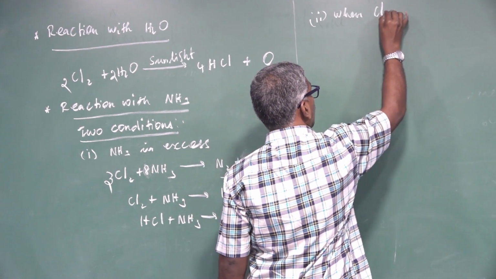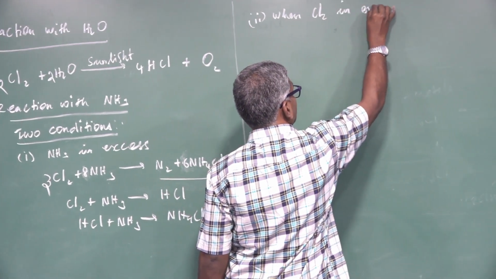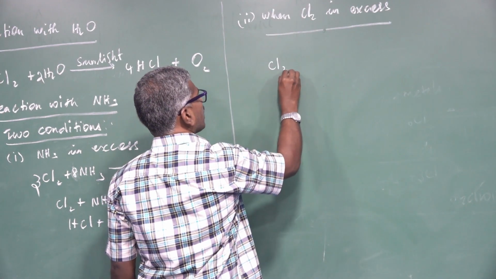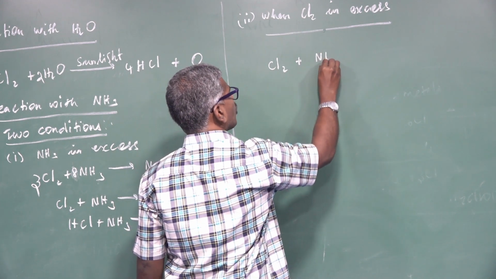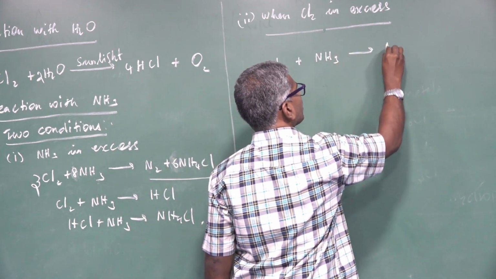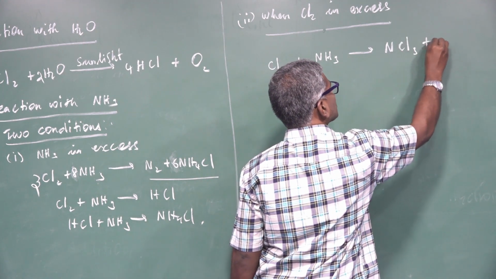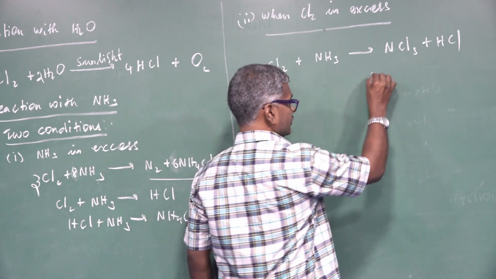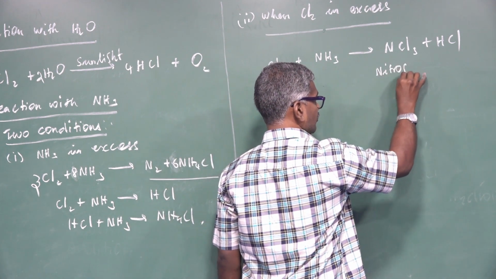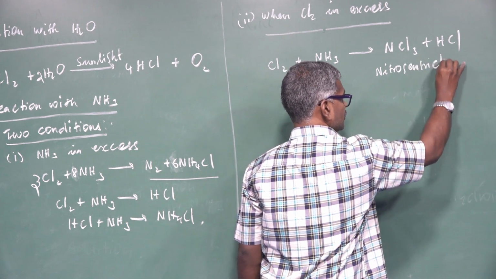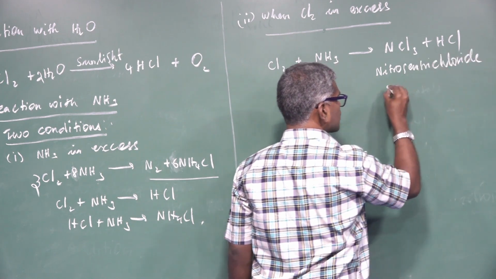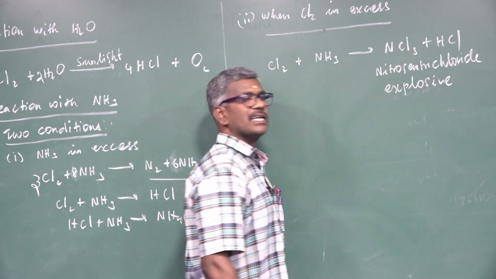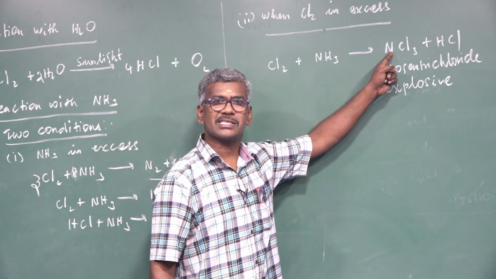When chlorine is in excess, chlorine reacts with ammonia to form NCl3 and HCl. This is named nitrogen trichloride. It is an explosive compound. Maybe 1 more question is asked: NCl3 is explosive because nitrogen valence is 3.